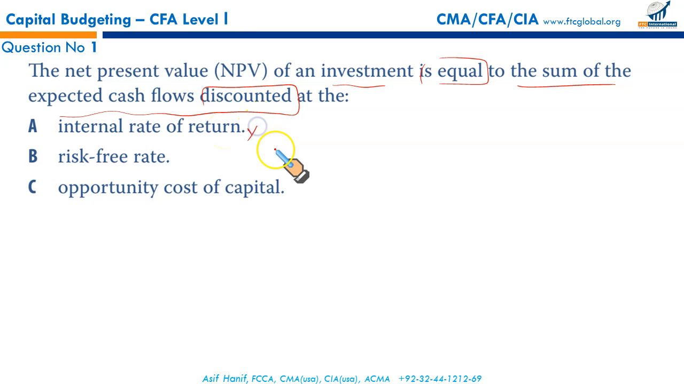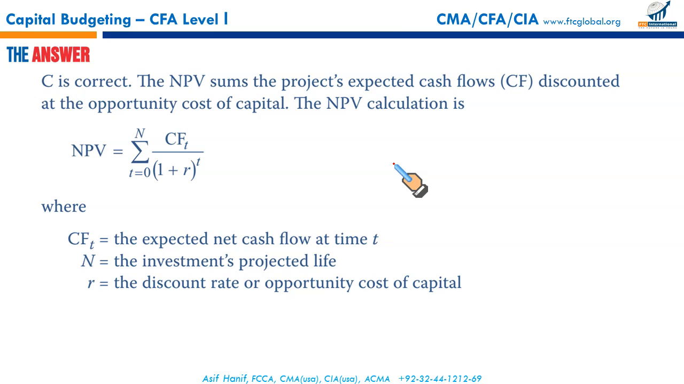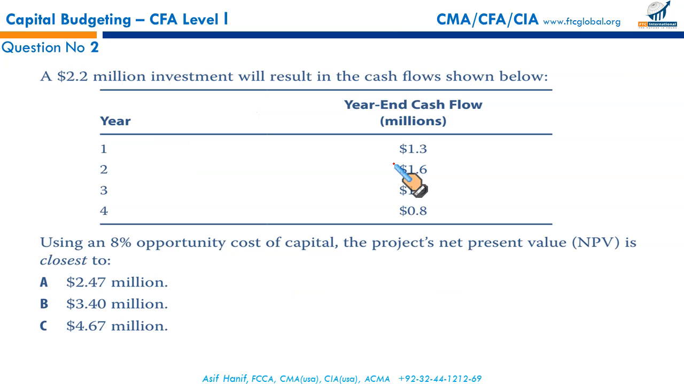Not internal rate of return, because internal rate of return is the rate at which the NPV is 0. It is the rate that is generated by the project. So this is not right. We do not discount the projects at risk-free rate. Very rare, unless the project has absolute certain cash flows. Yes, opportunity cost of capital. Yes, that's correct, option C. That's what we may use as one of the options to use as discount factors. Next.